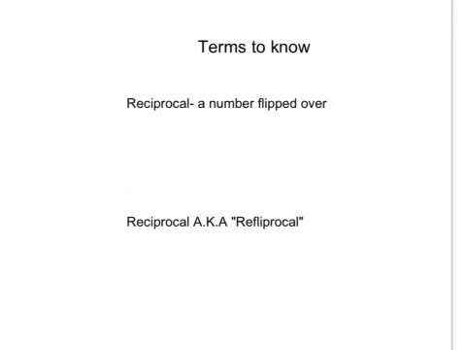Term you need to know is a reciprocal. A reciprocal is just a number flipped over. I like to call it the refliprical because it helps you remember you flip it over. So a number flipped over, what do I mean by that? Well, if I got a fraction, then the reciprocal of that fraction is the number flipped upside down, so it's 4/3.